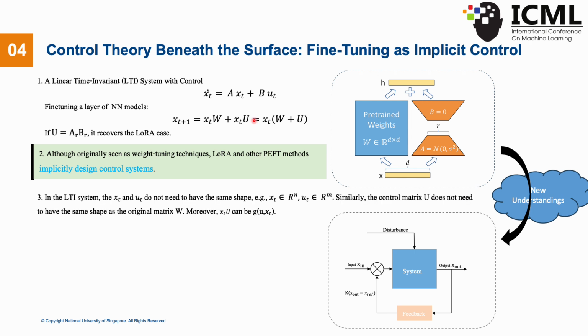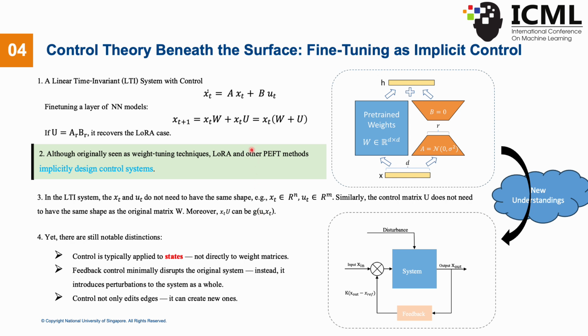But there are some differences. First of all, X_t and U_t do not have to be the same shape here. For example, X_t and U_t can have different dimensions. This motivates us to think about whether W and U can have different dimensions. So in other words, U is not some completion or difference of the weight tuning. It becomes an independent variable that can perturb the state. Moreover, we do not have to stick with the linear case. We can use a more complex case, like a nonlinear function, as the control. It becomes a nonlinear control in this case.